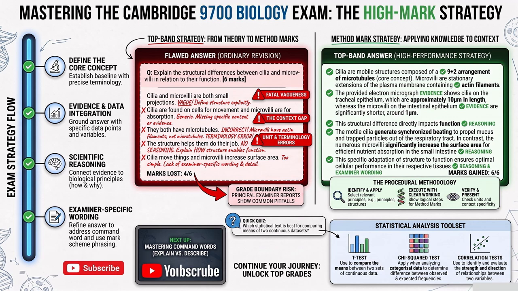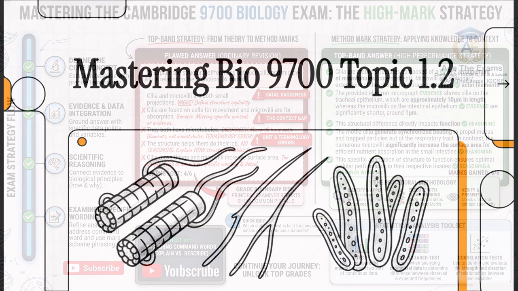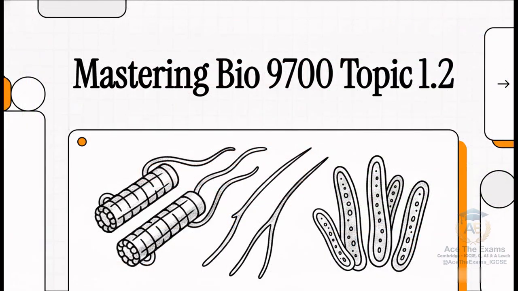All right, let's dive straight into this explainer. Because mastering Cambridge Biology 9700 topic 1.2 is absolutely essential. I mean, centrioles, microtubules, cilia, and microvilli show up in almost every single examination series. So today, we're going to walk through exactly what the examiners are looking for, step by step, so you can lock in those top-tier marks.